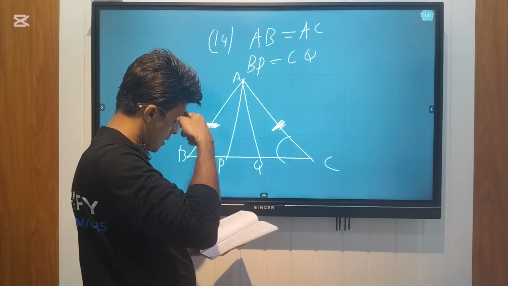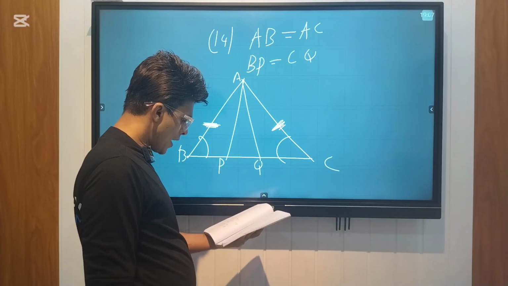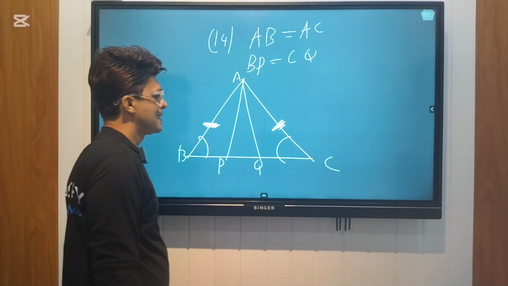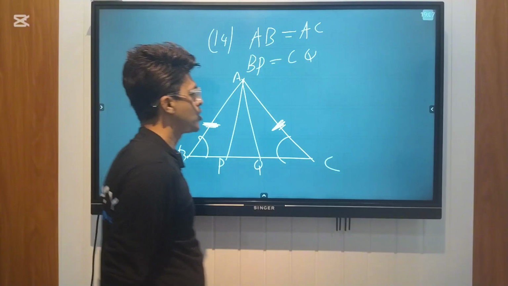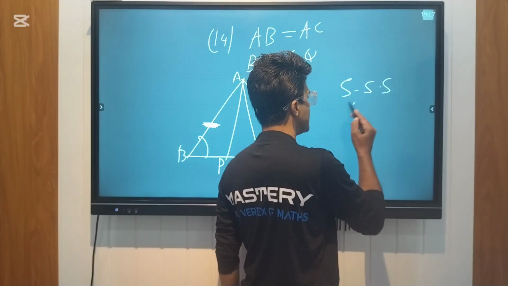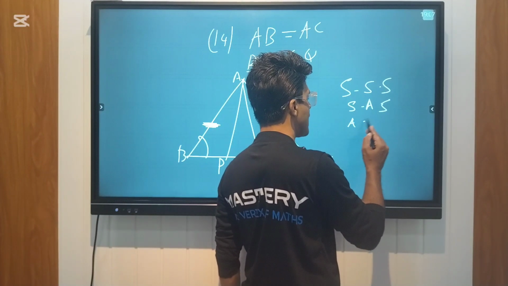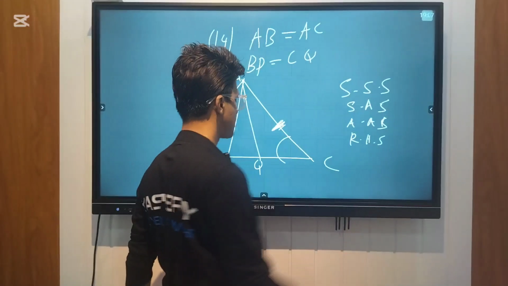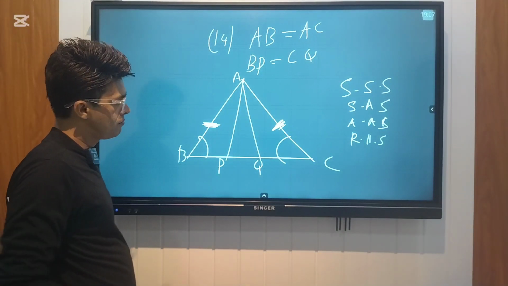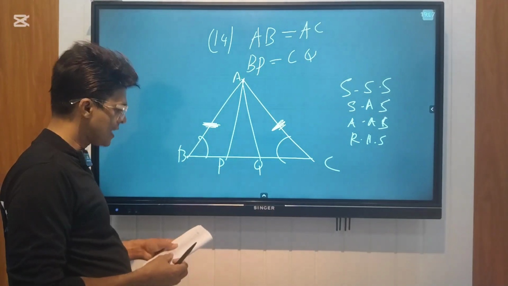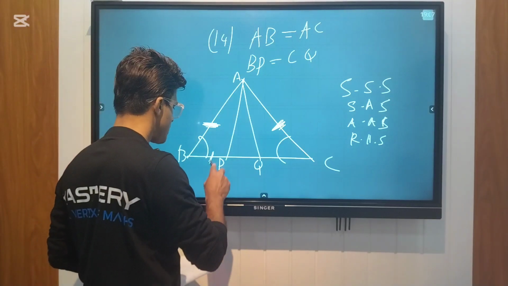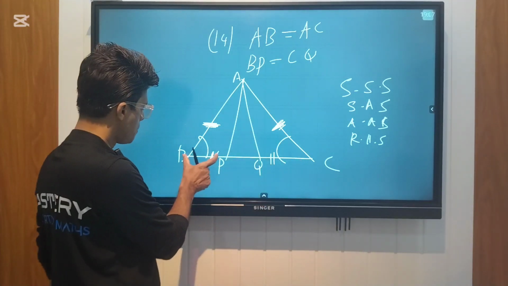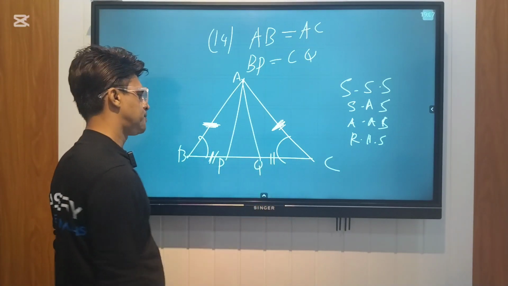The question is: name two pairs of congruent triangles. You know the cases of congruence of triangles: SSS, SAS, AAS, RHS. These are the cases of congruence of triangles. It says that this side equals this side: BP equals CQ. It has given in the question that BP equals CQ.